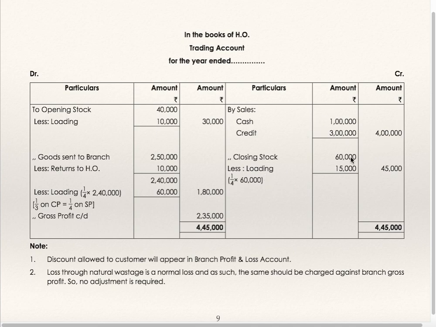Closing stock 60,000. 1/4 loading is to be deducted. So 45,000 is cost price of closing stock. This is the gross profit 2,35,000. Discount allowed to customer will appear in branch profit and loss account. Loss through natural wastage is a normal loss, and as such the same should be charged against branch gross profit, so no adjustment is required.